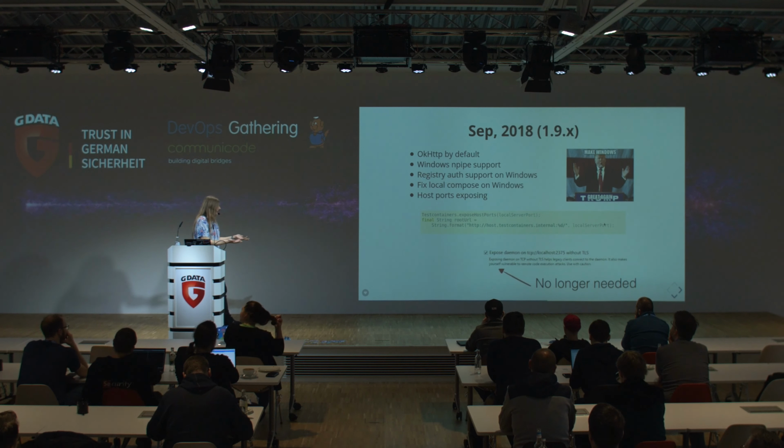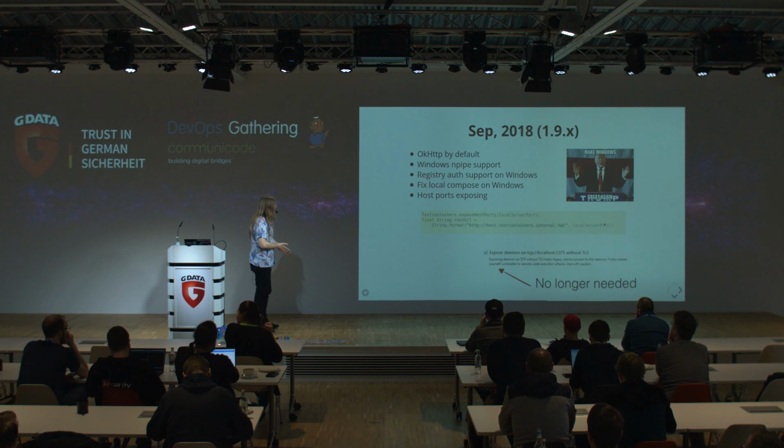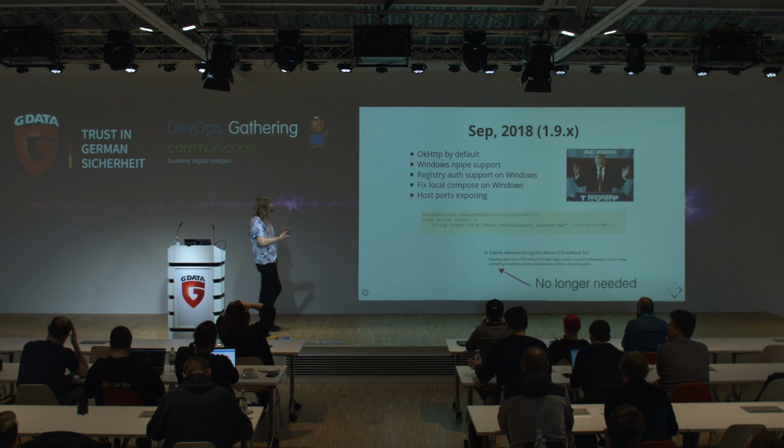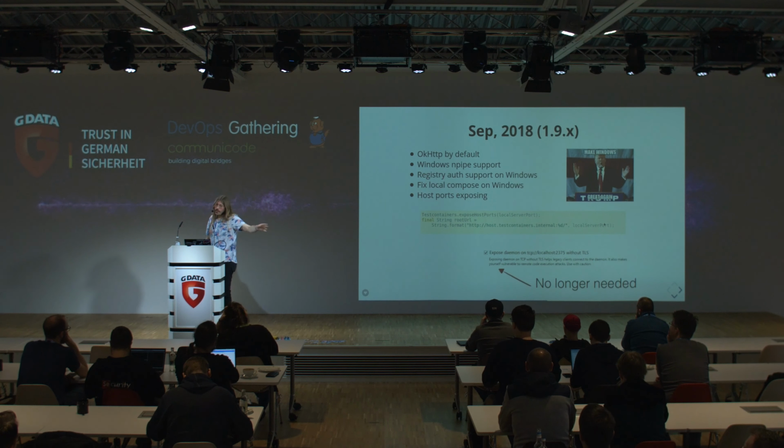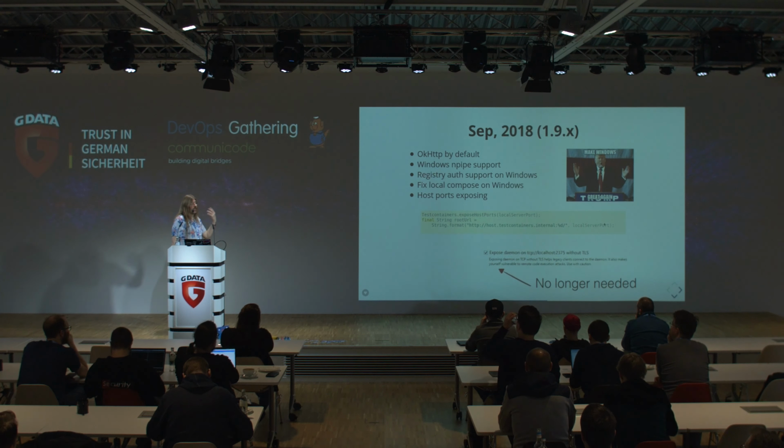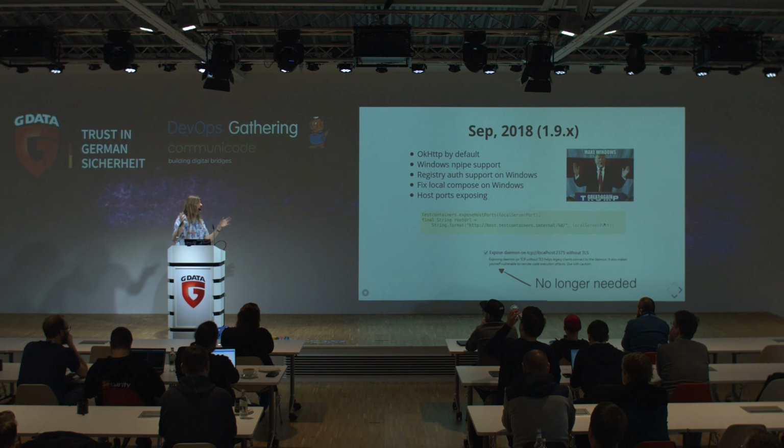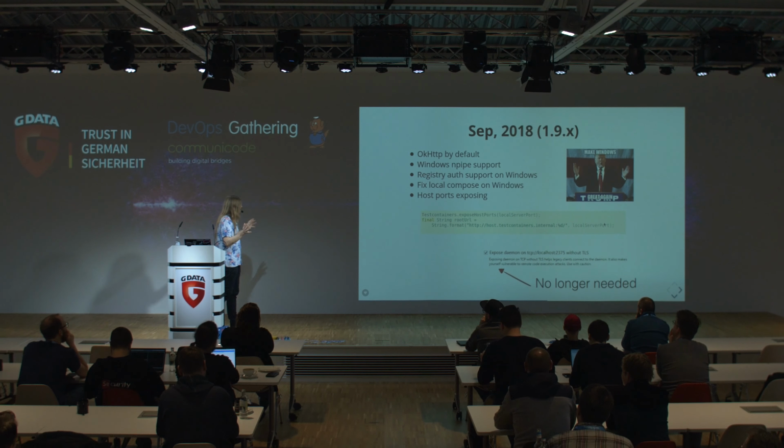And in this whole effort, in this version, we tried to also fix all those tiny paper cuts you would get when working with Windows: getting registry authentication support working correctly on Windows, and getting the local compose, so Docker Compose, working correctly, because when you're on Windows, you have Windows file systems, and they sometimes behave in subtle ways different than Unix file systems.